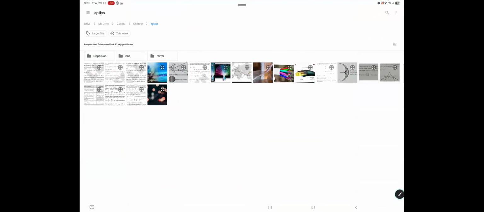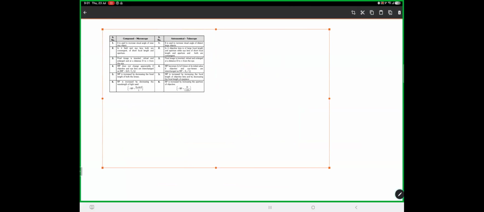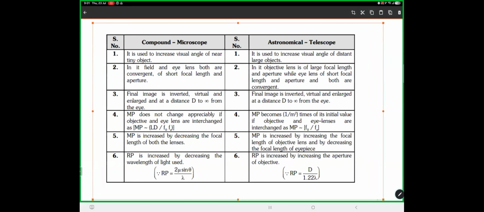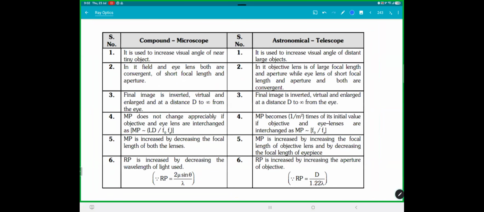The last thing, just the differences there. We put down this table. This is a good one. It has all the things summarized. What's the difference between a compound microscope and an astronomical telescope? It increases the visual angle of near tiny objects. It increases the visual angle of distant large objects. So the reason is different. So here both are convergent lenses. I think this fourth point is the most important one.